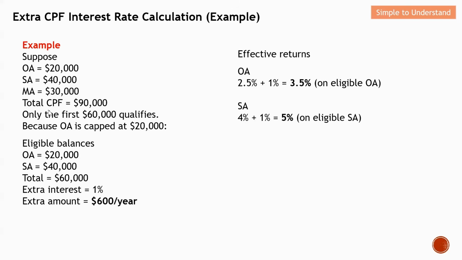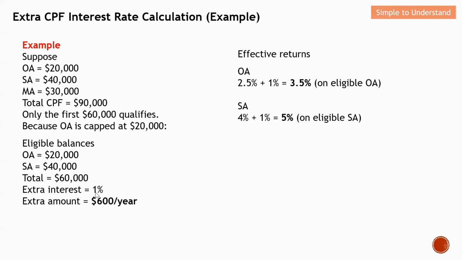Keep this in mind, we have another additional condition: OA needs to be kept at 20K. So let's compute the eligible balance. For this case here, since the OA has just nice 20K, this will be the maximum cap by the condition. The rest of the money can be SA 40K. If you still remember, only the first 60K will enjoy this additional 1%. So from here, you can see that this is just 60K, so we can earn an extra interest of 1%.